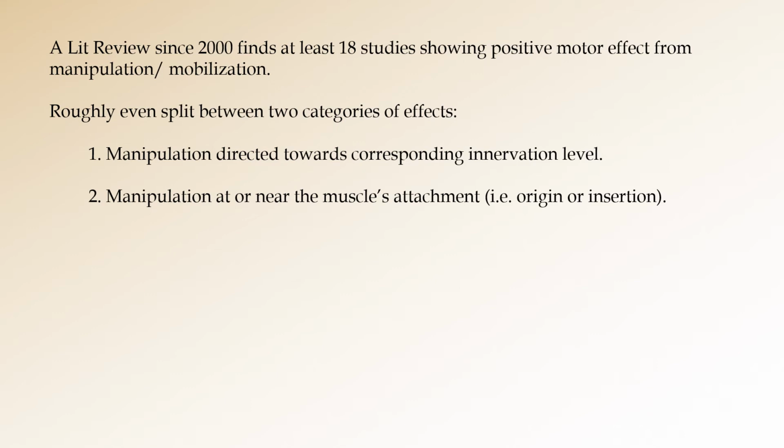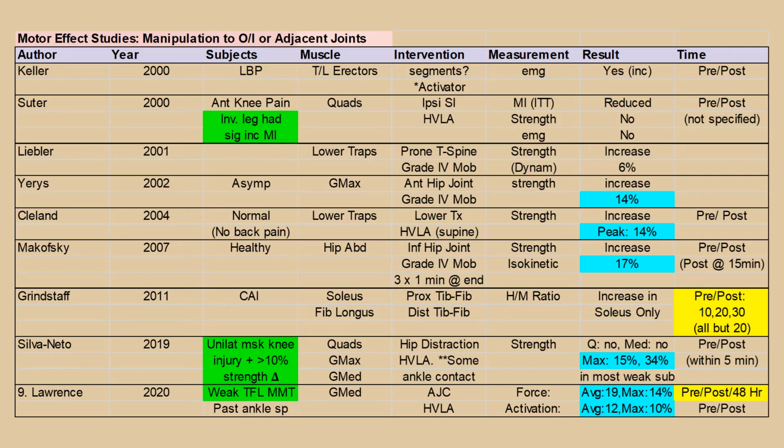But the second category, which I believe speaks more to the local AMI phenomenon, are a category of studies that show manipulation at or near the muscle's attachment. Going back again to at least 2000, I pulled up at least 9 studies showing a positive local motor effect to manipulation. The last one is our study, which I'll touch on in a moment.